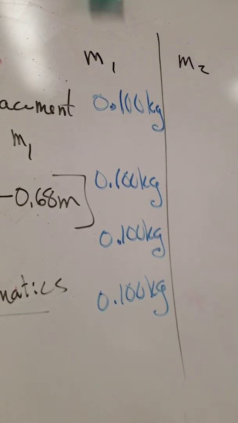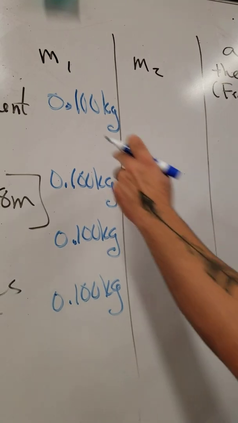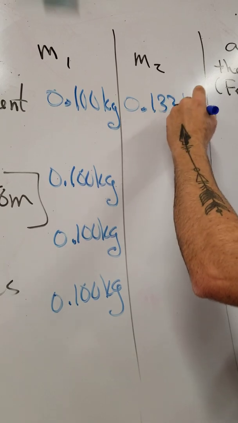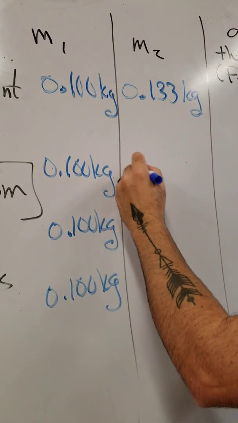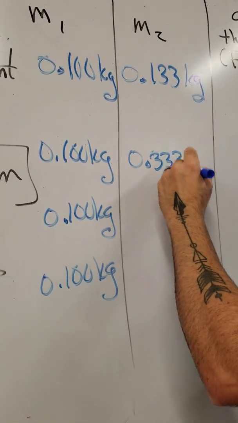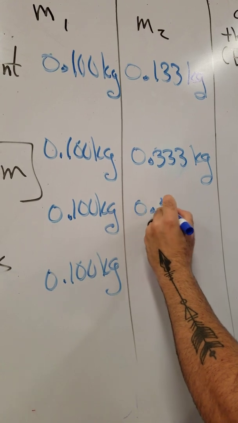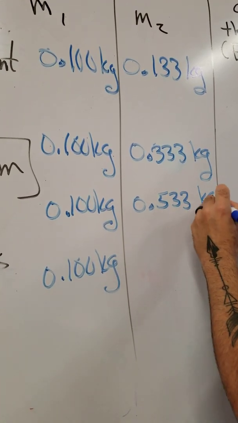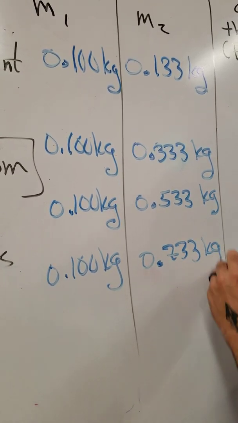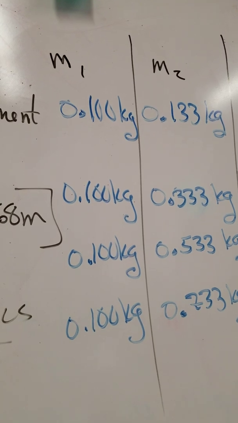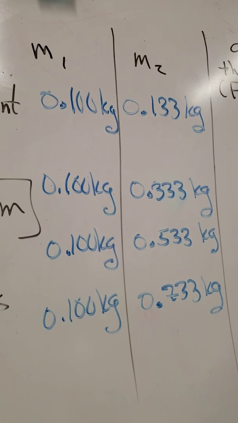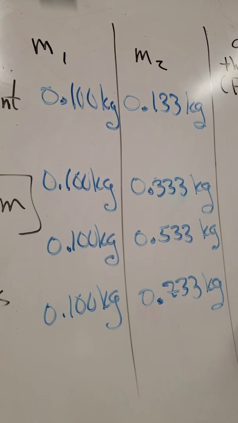M2 is going to change for every trial. So this first trial, M2 is going to be equal to 0.133 kilograms. The next trial, it'll be equal to 0.333 kilograms. Next one is 0.533 kilograms. And I bet you figured out the last one is 0.733 kilograms. I will be honest, I'm not sure if this last trial will work because it might be accelerating too much for me to actually measure it successfully. So we might be limited to these 3. So this last one is a question mark.